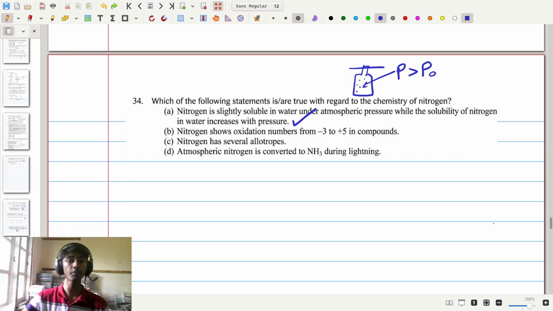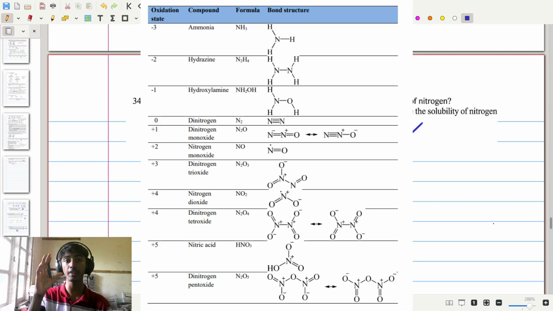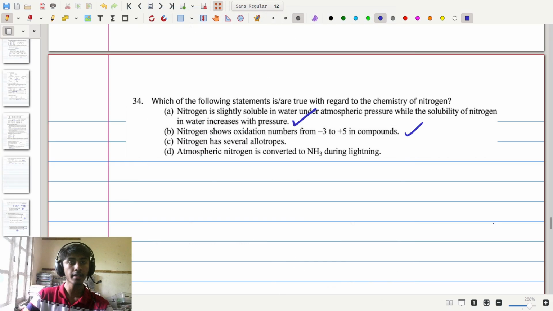So anyway, moving on from that, statement B says nitrogen shows oxidation numbers from -3 all the way up to +5, and this statement is true. And in fact, here are a couple of examples of nitrogen compounds where nitrogen shows all of the oxidation numbers from -3 all the way up to +5. Now moving on from that, statement C says nitrogen has several allotropes.